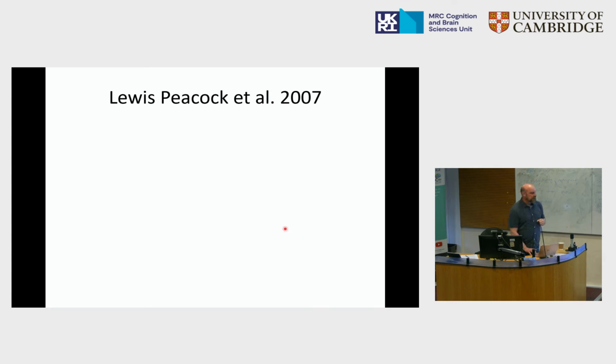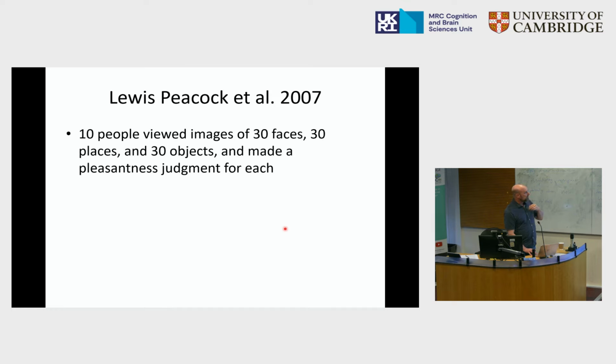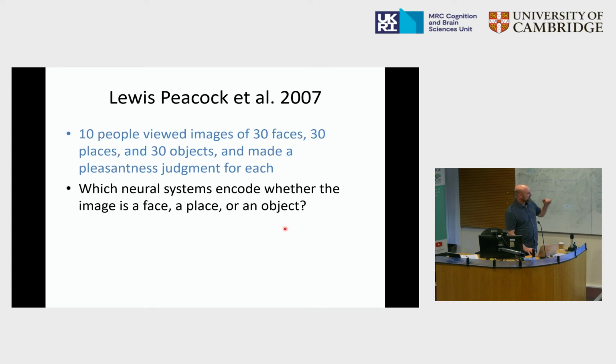Just to show an example of its use, we applied this to some old data collected by Jared Lewis Peacock. It's a face-place-object data set. Ten different subjects each viewed images of 30 faces, 30 places, and 30 objects. They're making a pleasantness judgment for each one. So at every voxel in the brain, we have an estimate for each of 90 stimuli. From that data set, individually in each participant, we want to see which neural systems encode whether the image is a face, a place, or an object.